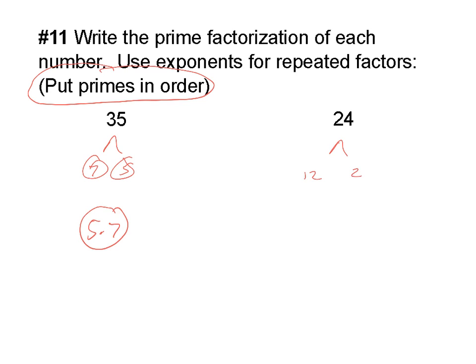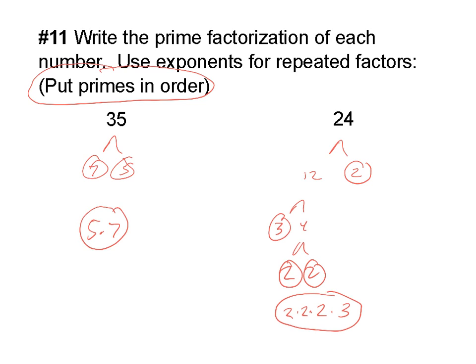24 takes a few more numbers. Remember, circle any prime numbers. When we did these earlier in the chapter, we had some people circling some numbers that weren't prime, okay? So notice this one is 2 times 2 times 2 times 3. Another way to write that same answer would be 2 to the third power times 3. That would also be acceptable. So you can write your answers either like this or like this, your choice.